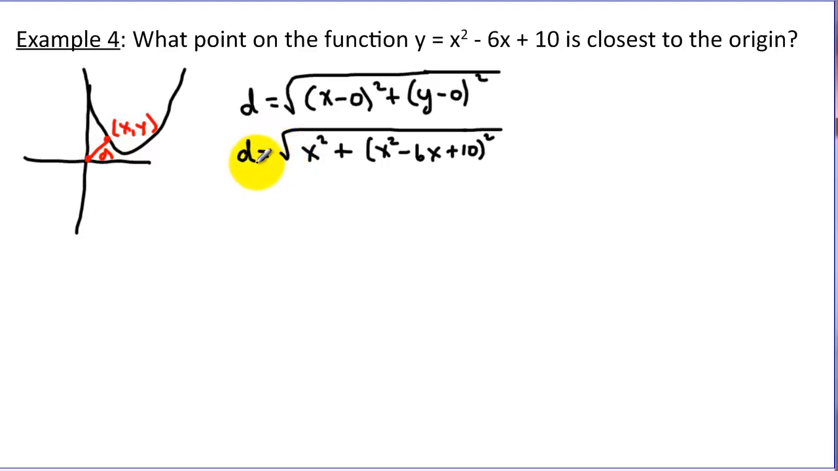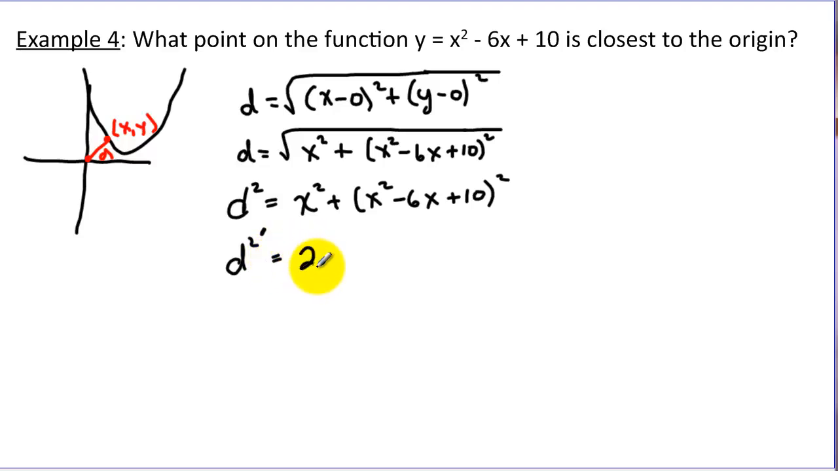Now we could take the derivative of this, but a simplification we can do is that the values of x that minimize this function would be the same values of x that minimize d squared. So if we find d squared, we square both sides, then we get this function. It's going to make it easier to take our derivative. So we're going to take the derivative of d squared.